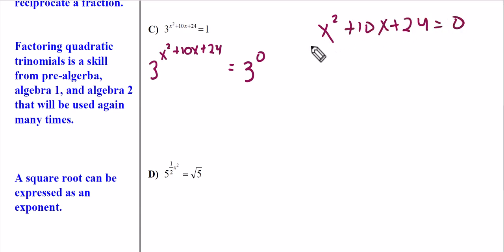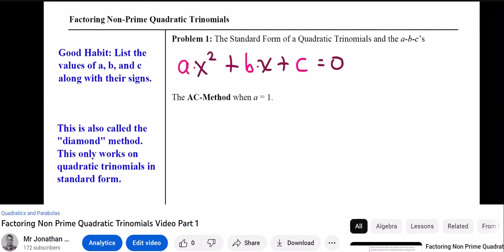This is a quadratic trinomial. This is a classic pre-algebra, Algebra 1, Algebra 2 type of problem. The scope of this course is not to introduce you or show you how to factor those. If you need remediation on that, you're free to check out the Algebra 2 videos I have on this. Factoring non-prime quadratic trinomials. There's 2 of them.